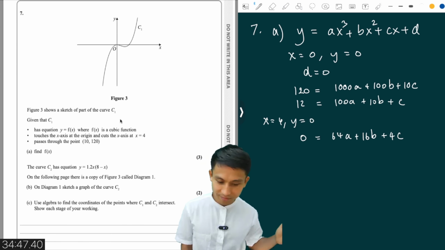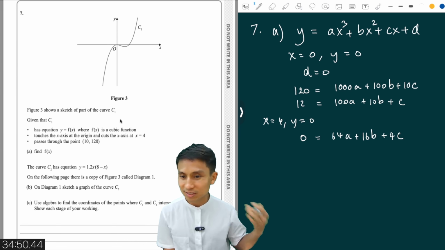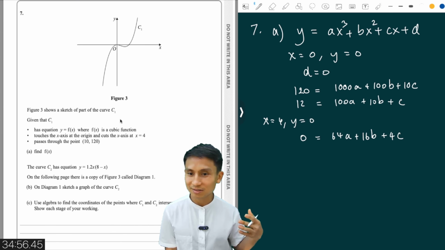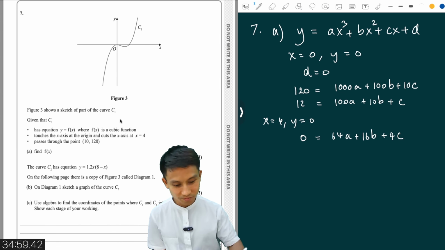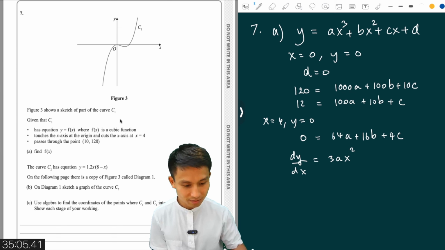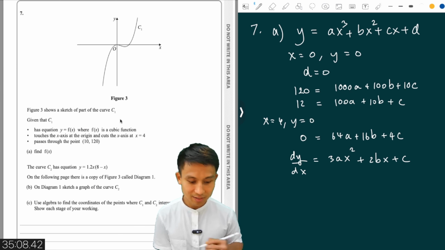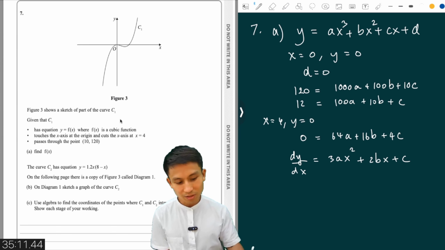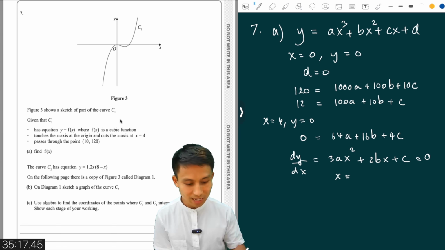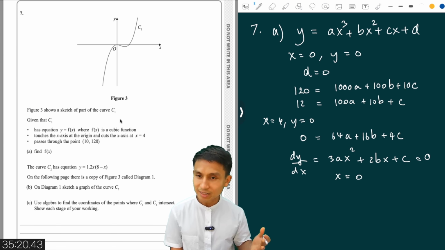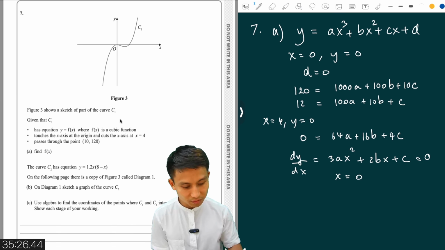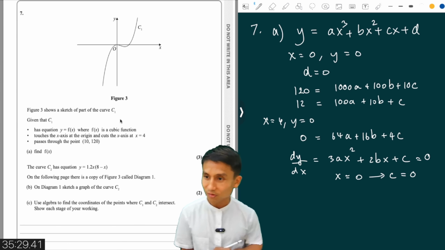So we get 2 equations now, and the last one should be about the turning point being at the origin, because that's the only turning point we know. So dy by dx equals 3ax squared plus 2bx plus c. I just differentiated that function and I'm going to put it to 0. I know that this happens at x equals 0, because it touches the origin. So the first 2 terms go to 0, and that leaves c also 0.